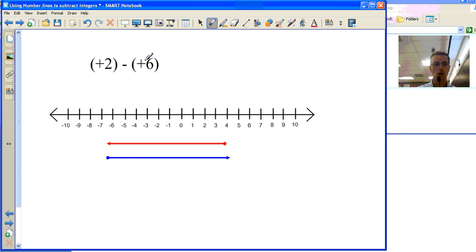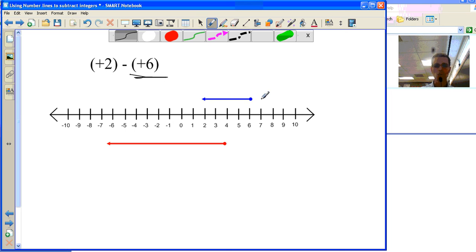All right, this time we're going to have +2 subtract +6. So let's go find +6 here, and that's where we're going to start, because remember, we always start with the second number. And then we're going to go back to +2. So we went back. Let's count. How many did we go? 1, 2, 3, 4.